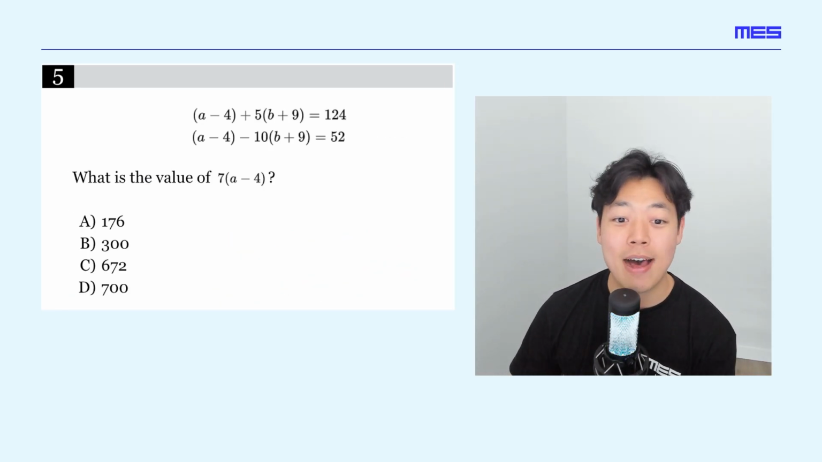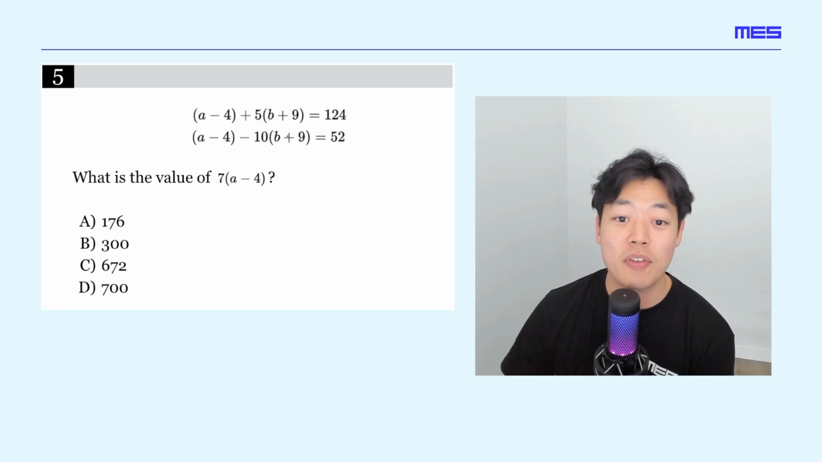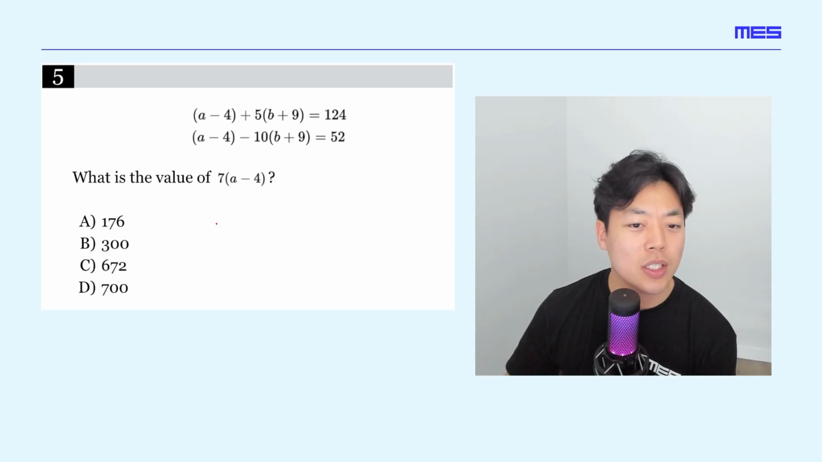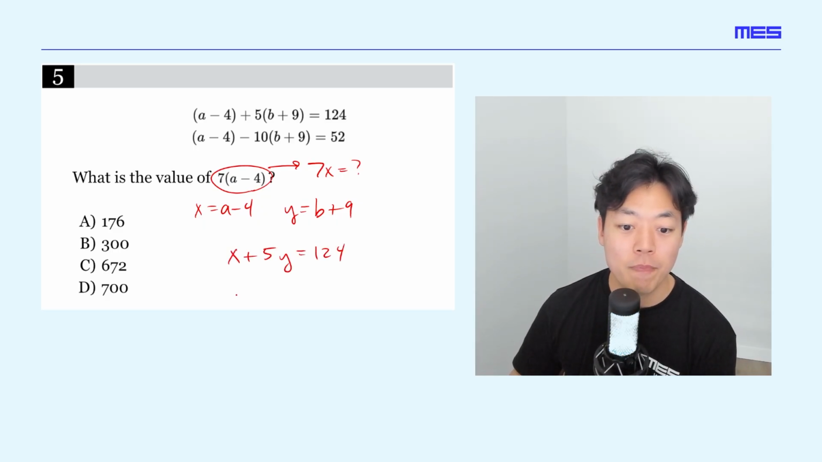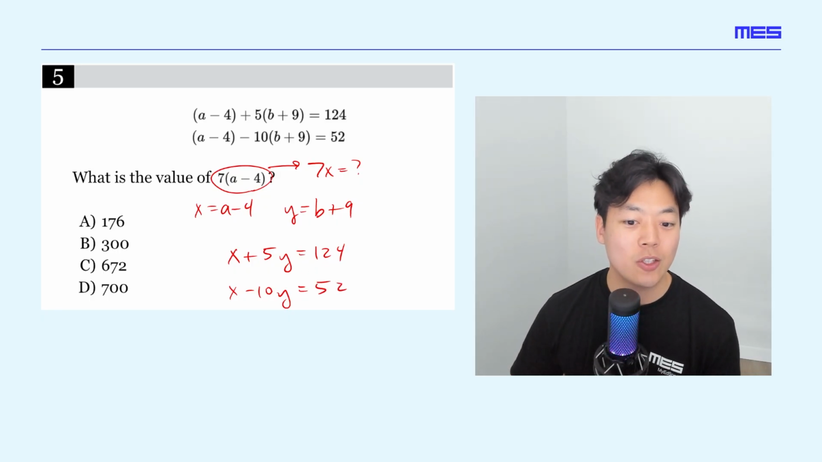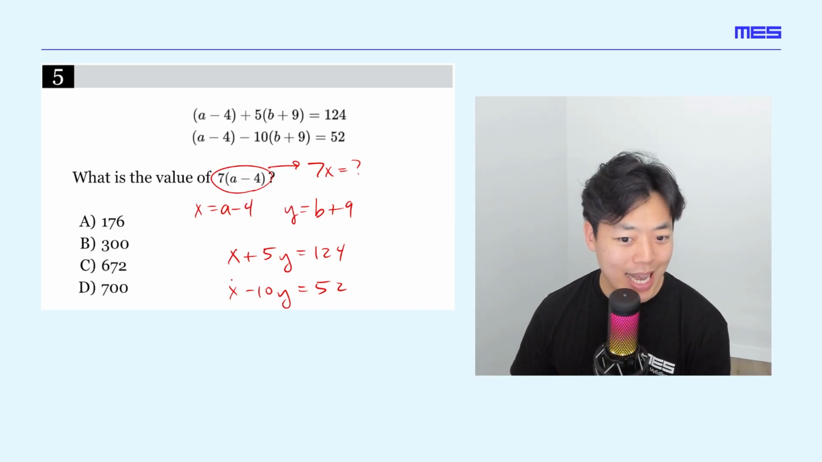Question number 5. What is the value of 7 times quantity a minus 4? Now, notice how both equations up here in the system of equations have an a minus 4 and a b plus 9. We're also given a minus 4 as a part of the value that we're solving for. So why not just call a minus 4 x and b plus 9 y? So now, what are we looking for? 7x. And our new system of equations will be x plus 5y is equal to 124, and x minus 10y will equal 52. We can use elimination or substitution, whatever we'd like. However, in this case, we do want to solve for the x, so we don't really want to eliminate the x's here, right?